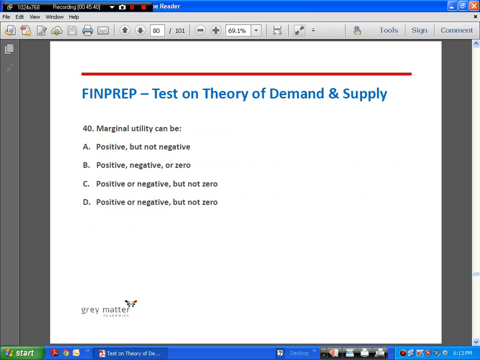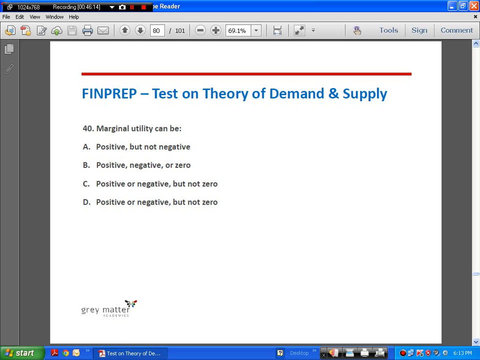40th question. Marginal utility can be: positive but not negative, positive, negative or 0, positive or negative but not 0, positive or negative and 0. And now a close scrutiny of the marginal utility curve. You will notice that it is positive and it falls continuously.